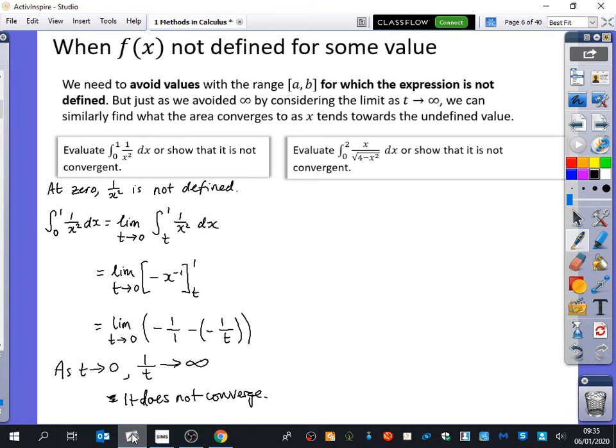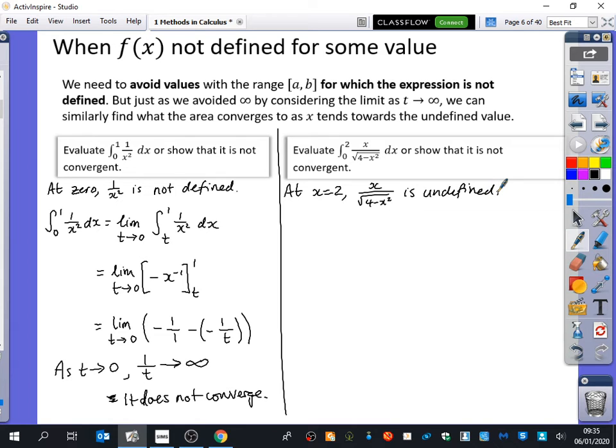Okay, so for this last one of this section here, and then I think we'll get all the examples out of the way so we can just do some practice. What's the issue in this one that we've got here? Good. At x equals 2, it is undefined. So at x equals 2, x over the square root of 4 minus x squared is undefined.